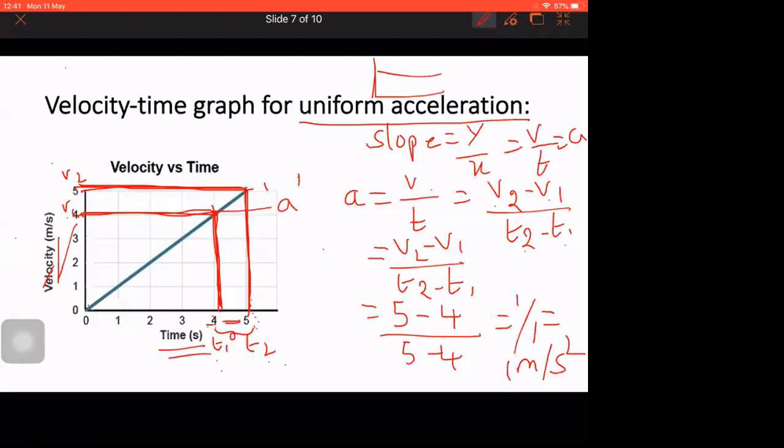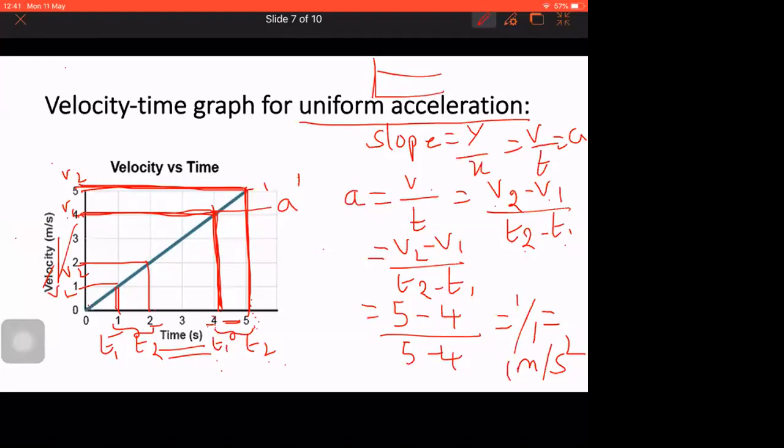If he is asking between 1 and 2 seconds, again it will be different. From 1 you take this line up to the slope and to the left. From 2 again you take it up to the slope and to the left. For 1 second it is 1, for 2 seconds it's 2 meters per second. Again V2 minus V1 by T2 minus T1. It depends on which time interval he is asking in the question. Because it is uniform acceleration, wherever you take, you will get the answer 1 meter per second square only.